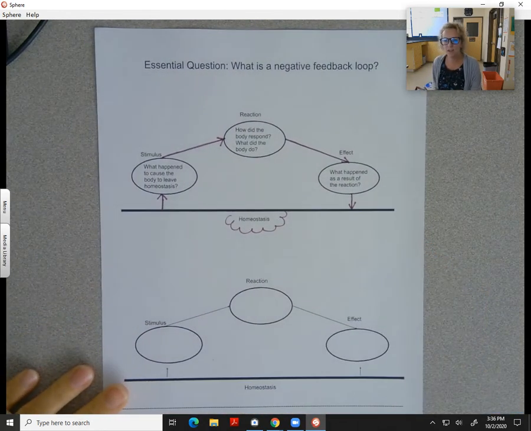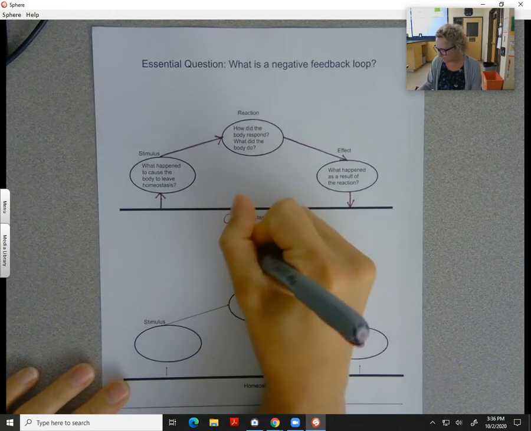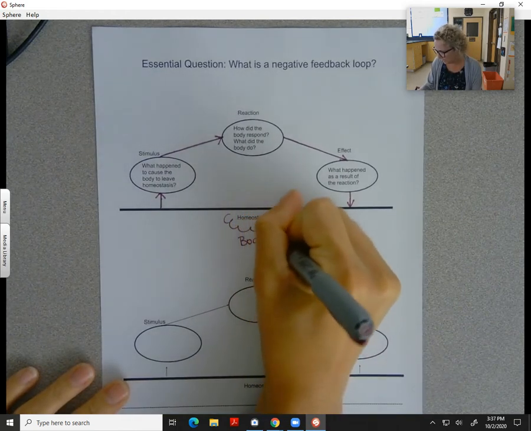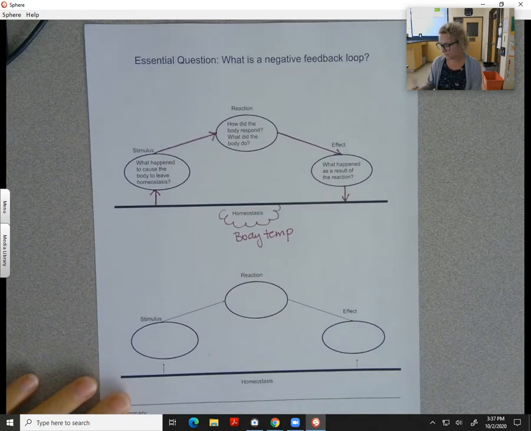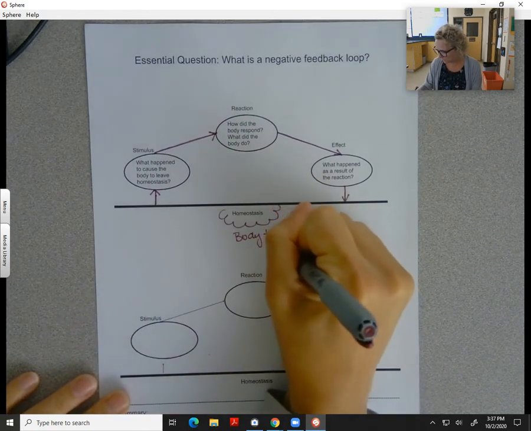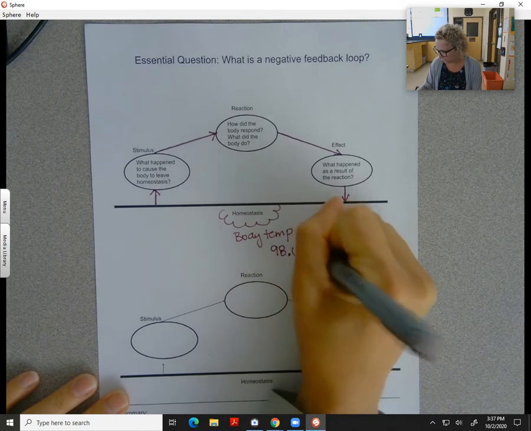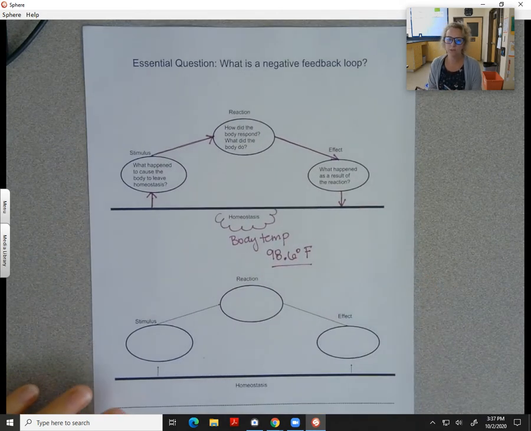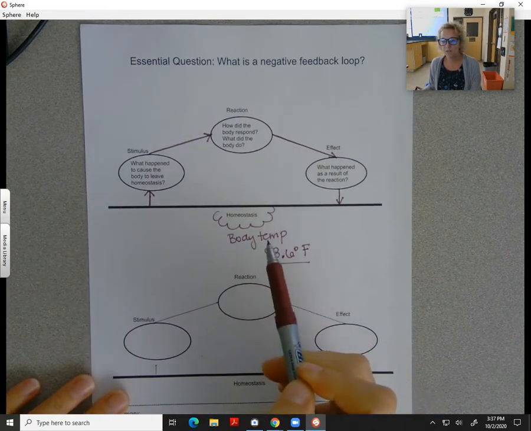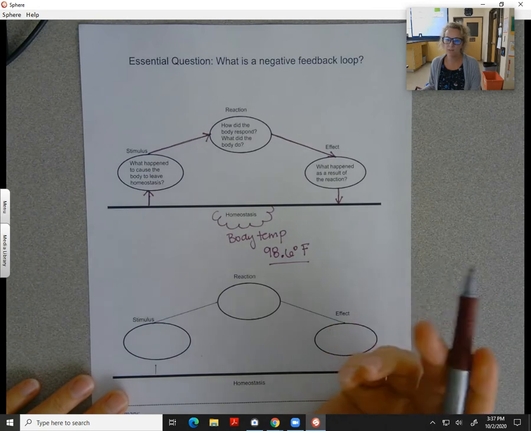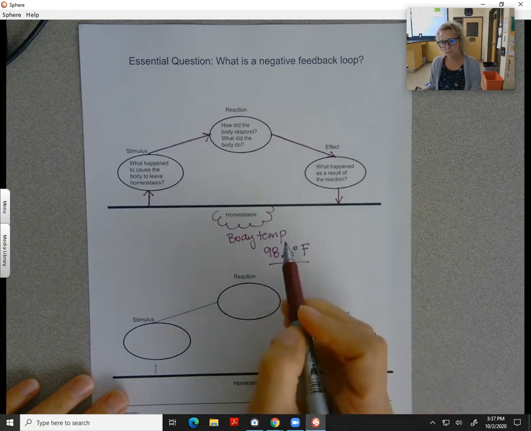Let's say we're talking about body temperature. Homeostasis for body temperature for most people is about 98.6 degrees. So that would be homeostasis for an organism. Now, here's the thing. There are times when our body temperature is challenged, right? If we're in an environment that's extremely hot or extremely cold, this body temperature is challenged.